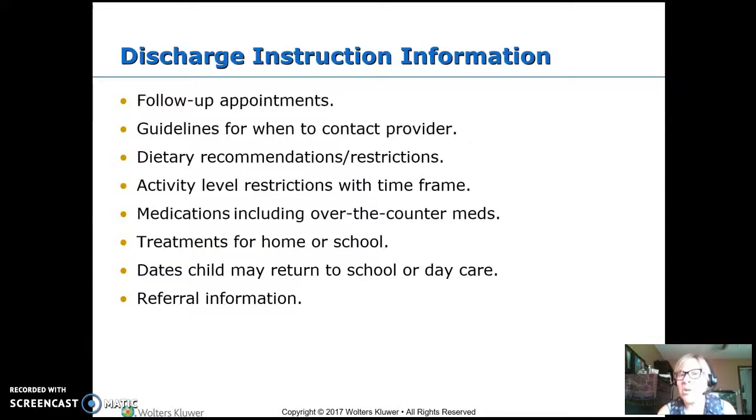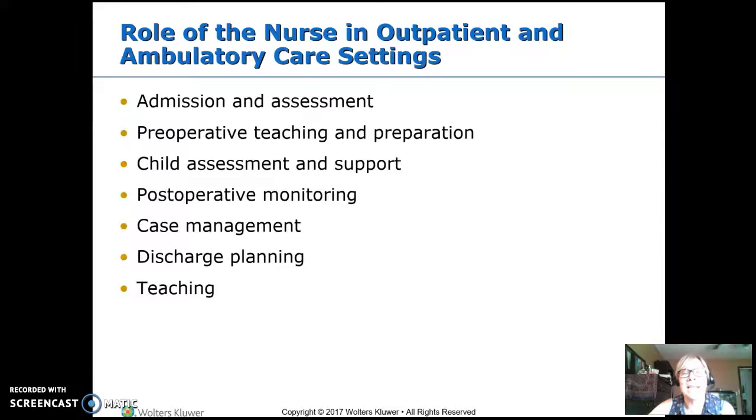Dates the child can return to school or to daycare, and then referral information. Are we sending them on to a specialist? Who are they seeing? What does that specialist do? What's the child going to be seen for?